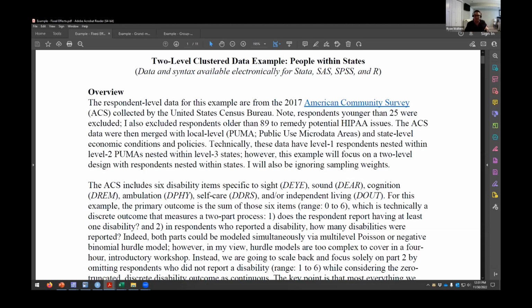Technically, these data, the way that they're set up, we have level 1 people nested within public use microdata areas, or PUMAs, nested within states. For this example, though, we're going to ignore PUMA. I did include PUMA in the example data that you'll have. So if you want to extend these 2-level models to work with 3-level data, you have the ability to do that with these data. It's just we're only going to be talking about a 2-level sampling design, people nested within states.